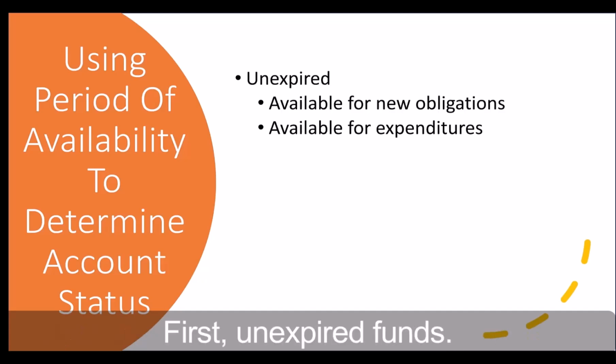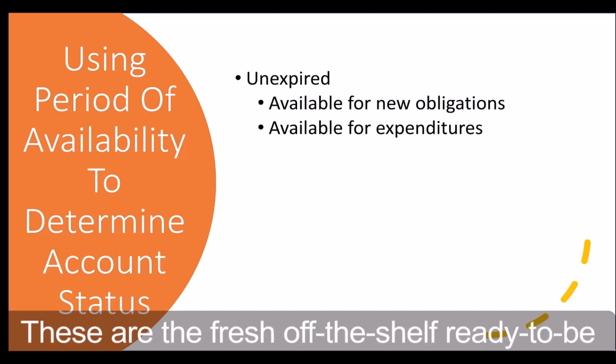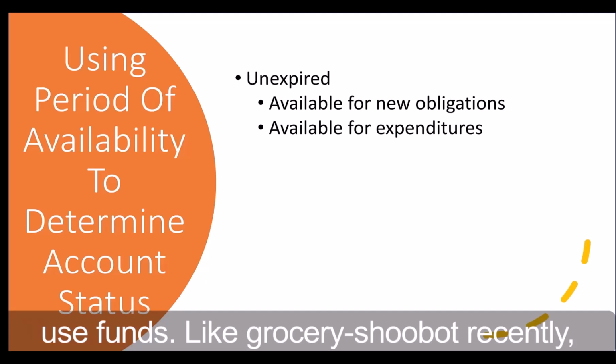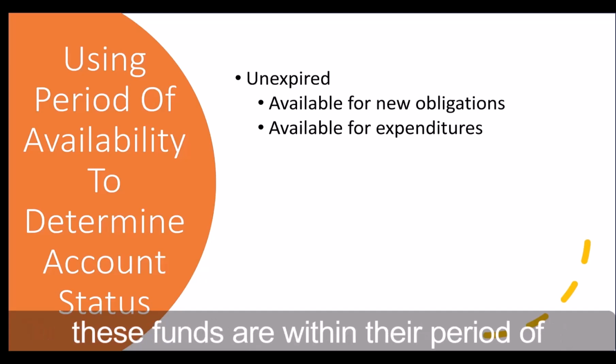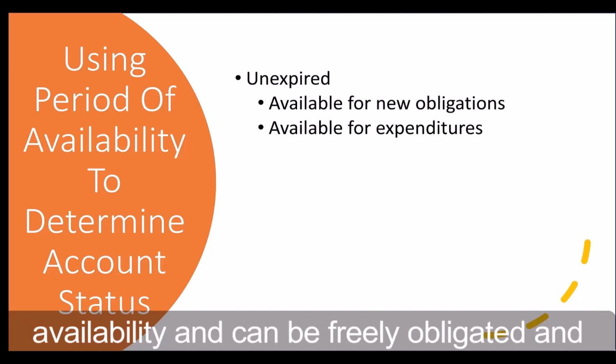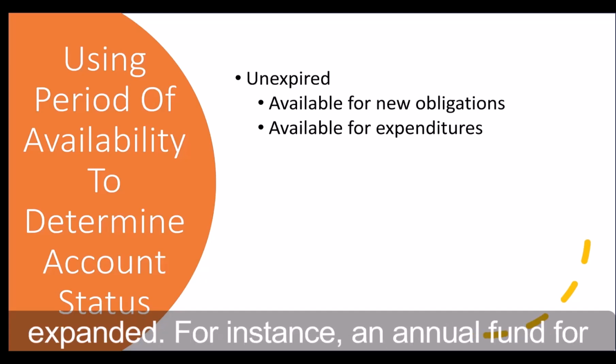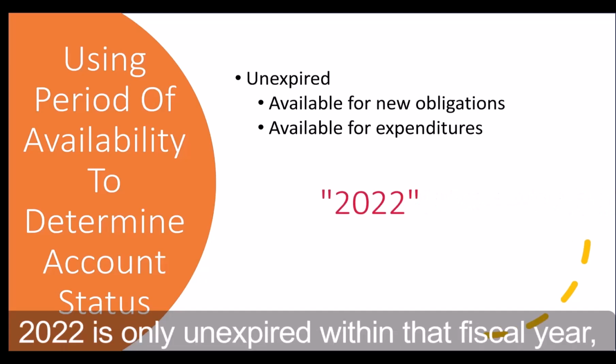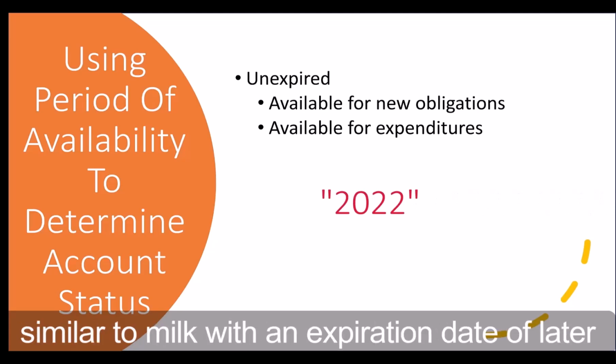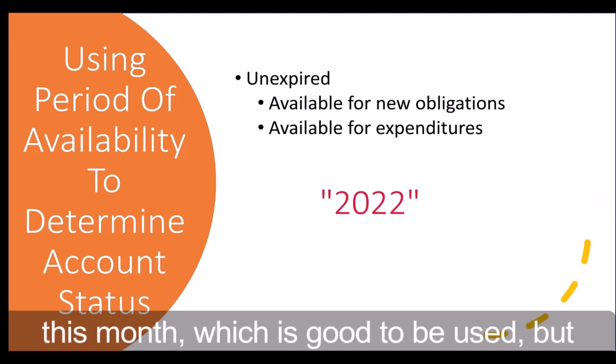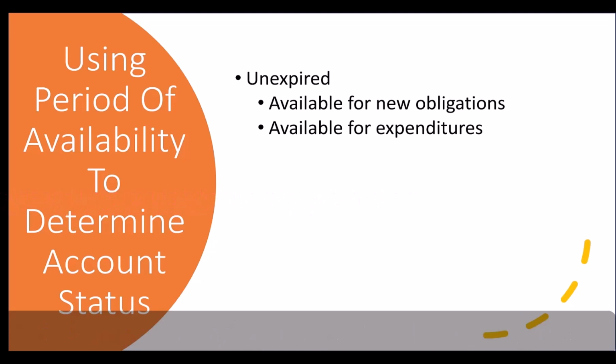First, unexpired funds. These are the fresh, off-the-shelf, ready-to-be-used funds. Like groceries you've bought recently, these funds are within their period of availability and can be freely obligated and expended. For instance, an annual fund for 2022 is only unexpired within that fiscal year, similar to milk with an expiration date of later this month, which is good to be used but only for a short time.